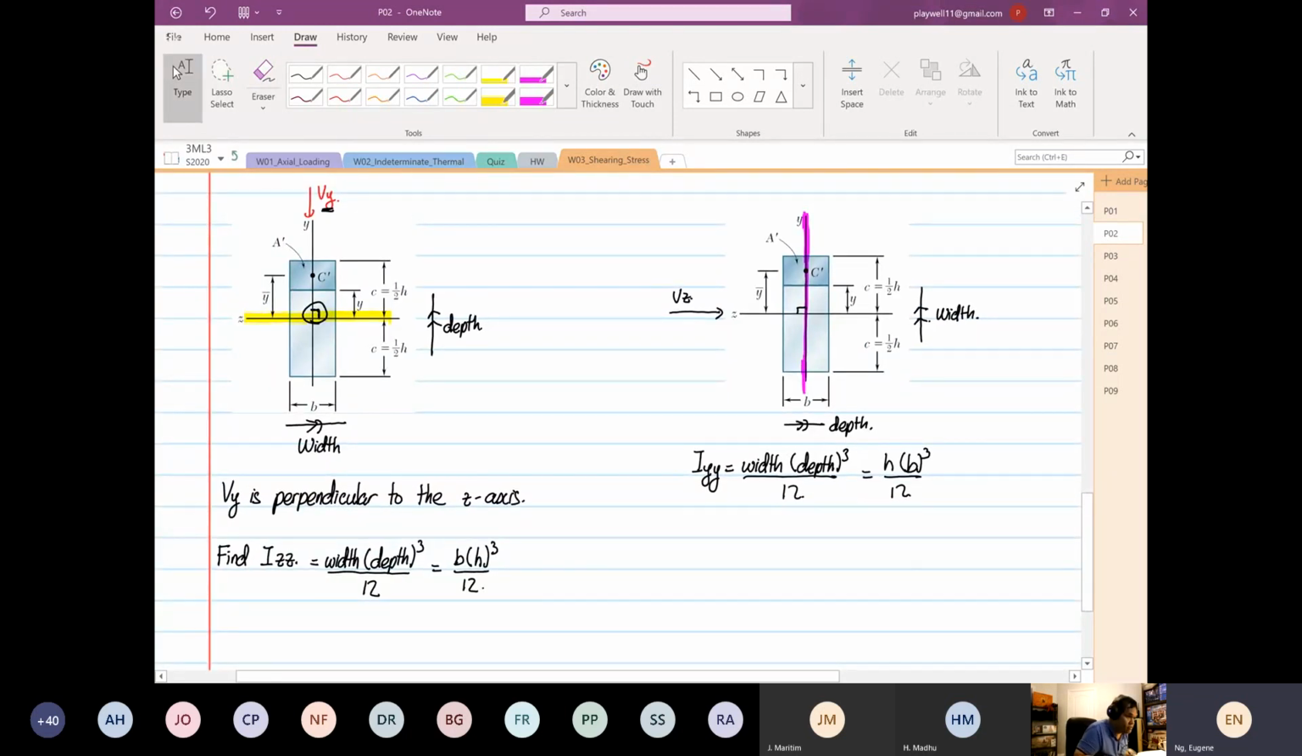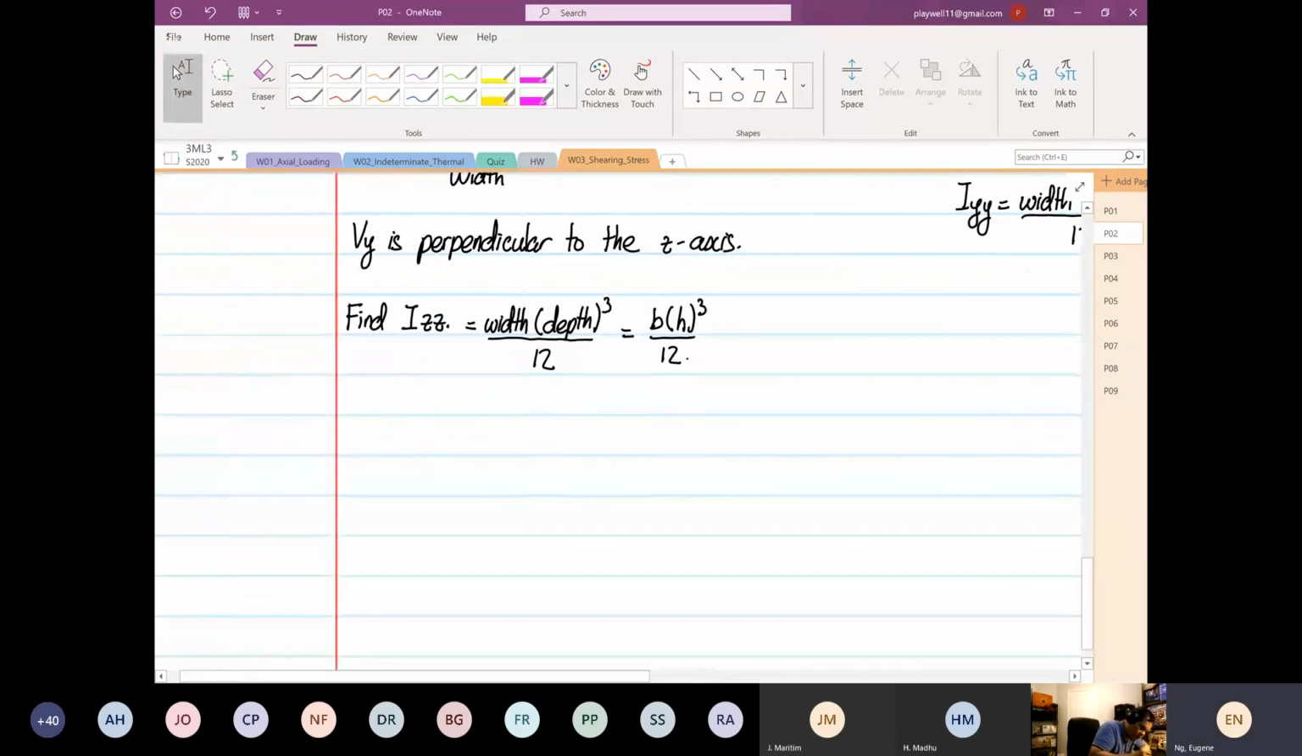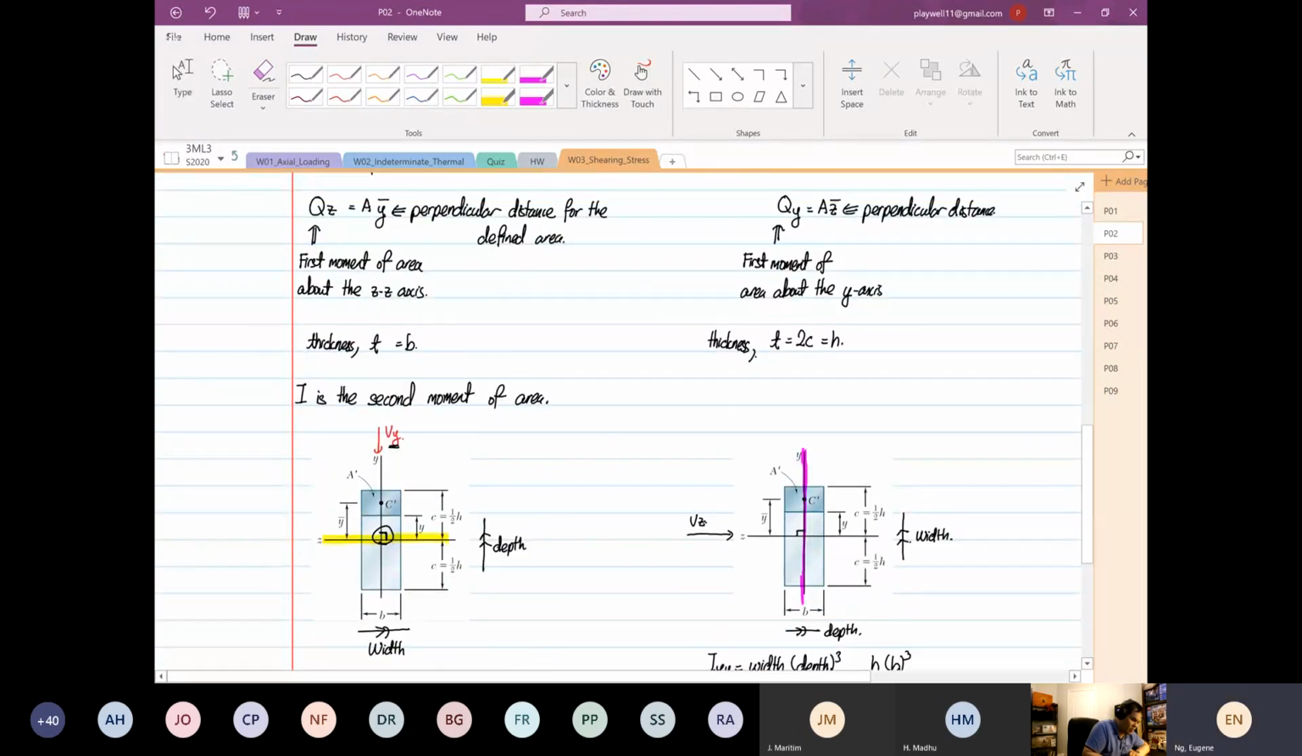So now, what does this actually mean? If you look at the shear flow, q, for our case, is equal to Vy, you have to take Izz and the first moment of area about the z-axis. Sorry, Qz, not Az. I do apologize.